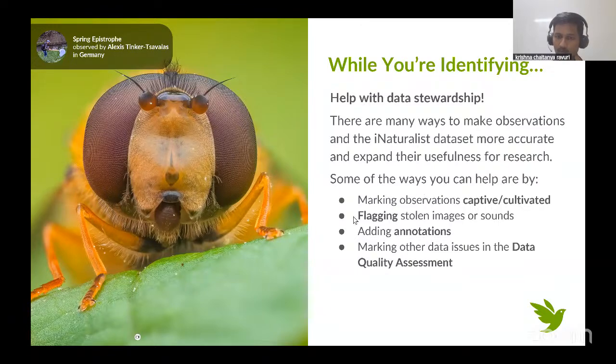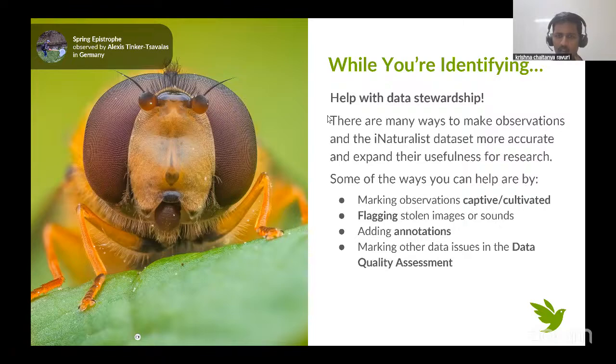And yeah, we do see that all the data you upload to iNaturalist must be your own. Sometimes users pick pictures from websites or some online sources, which is a violation of the platform rules. You should upload content that you have ownership of and which is your own. So you can flag them.